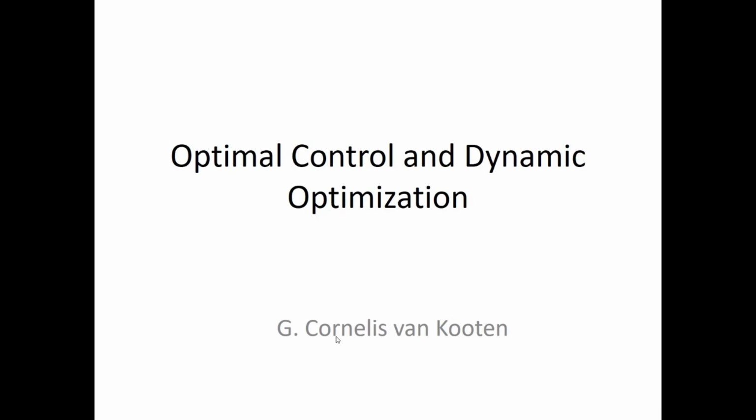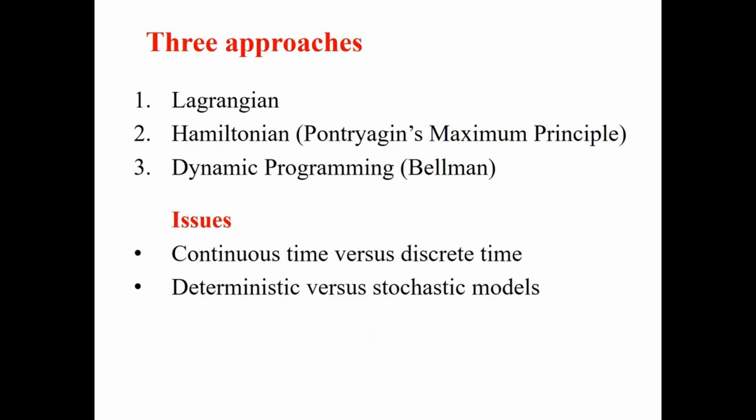In this presentation, we're going to look at continuous optimal control. Now, there are three approaches. One is a Lagrangian method. Second is a Hamiltonian, best known as the Pontryagin maximum principle. And then there's dynamic programming, which we will not cover in this presentation. And of course, there are the issues regarding continuous time versus discrete time and deterministic versus stochastic models. We will look at those differences a little later on.